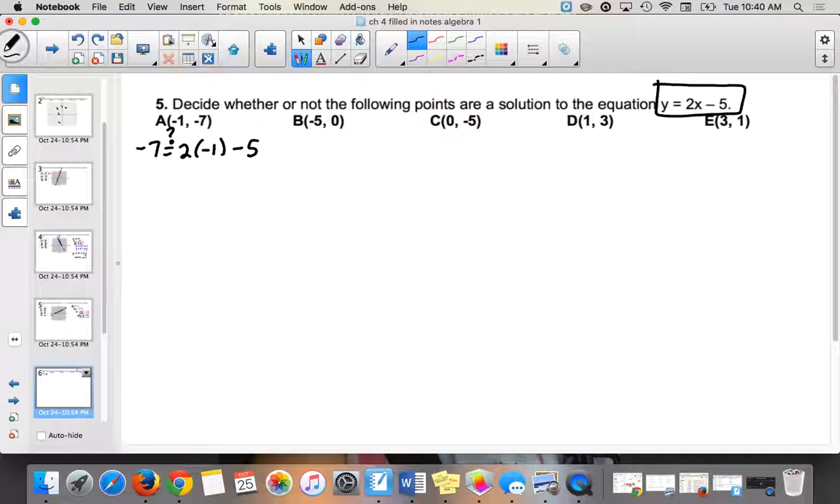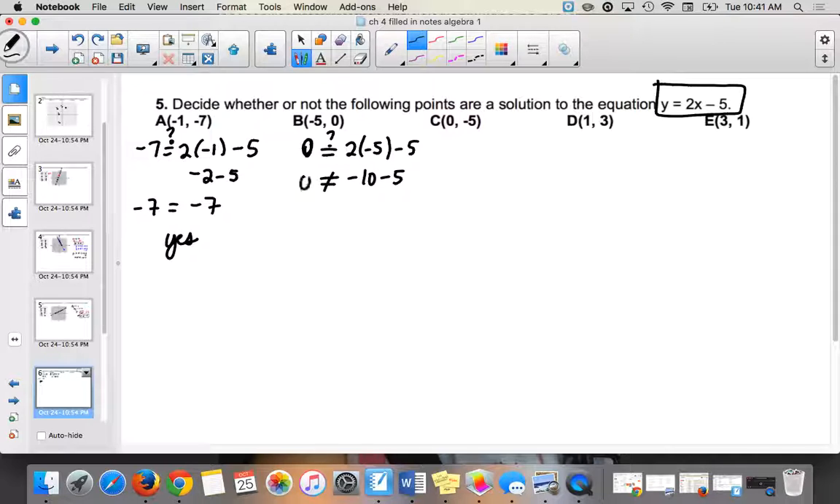So is that true? Negative 2 minus 5, is that equal to negative 7? Yes. So what does that mean? That it is on the line, right? So this point is on the line. So if I plug in negative 5 for x, do I get 0 for y? So 0, is that equal to 2 times negative 5 minus 5? Negative 10 minus 5, is that equal 0? No, it doesn't work, right? So we just go through and we decide if these work.